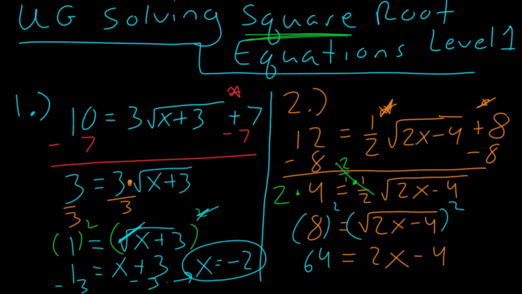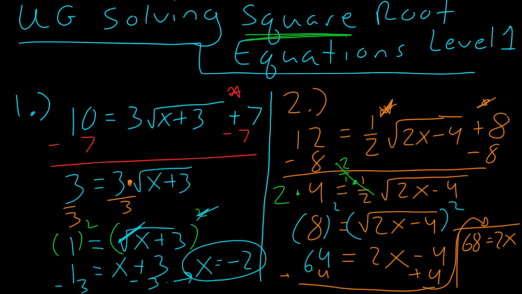At this point, all we have to do is solve for x. So I know that I can get rid of the minus 4 by adding 4. 64 plus 4 is, of course, 68, is equal to 2x. And, of course, I can divide both sides by 2. And 68 divided by 2 is 34. So our answer here is 34.